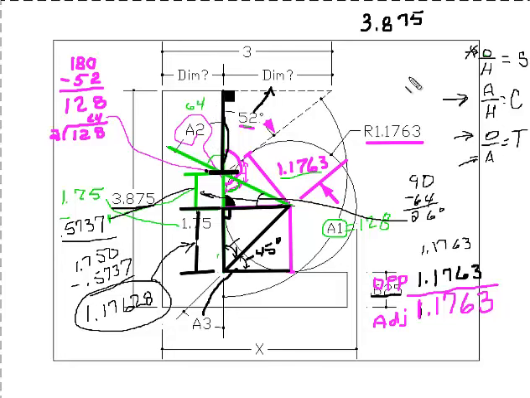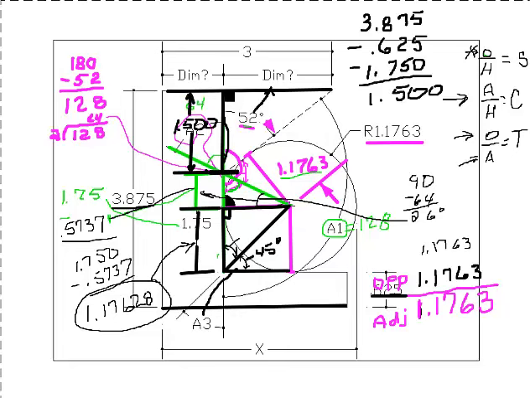So we're taking 3.875, that's the distance from the very bottom to the very top, minus 625 thousandths, minus 1 inch 750. And that'll tell us what's left over here. Okay, so let's go ahead and do that. Doing this, 3 inches, 875 minus 625 minus 1.750 equals 1.5.